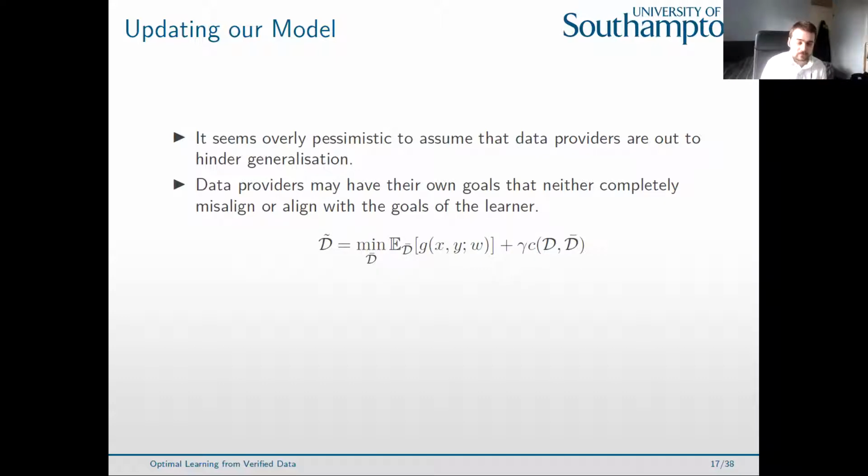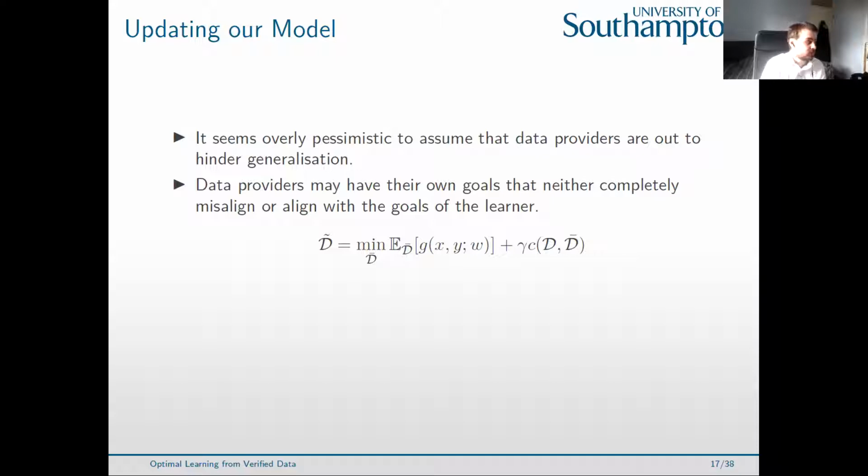So what we can do is define D tilde as the optimal value of an optimization problem, a solution of an optimization problem over all distributions. Here I'm assuming that the data provider has their own loss function, and this is given by G. So they have some loss with respect to the model you've chosen and the data points they sample, in expectation over the distribution they choose. They're trying to minimize this expected loss, and this represents their incentives. If you're a truthful person on an email platform, this might correspond to making sure your email gets sent to someone's inbox.